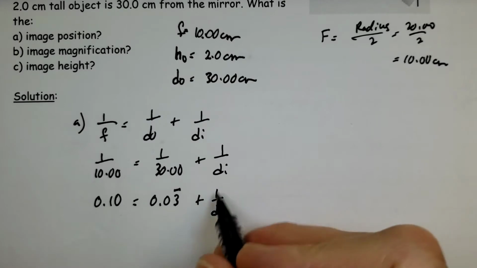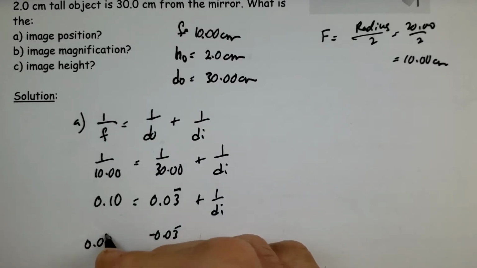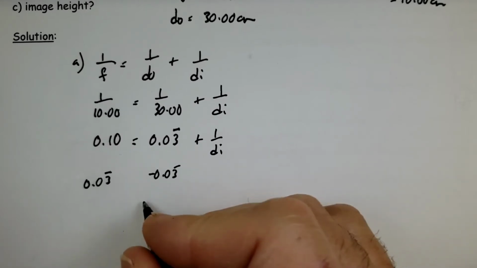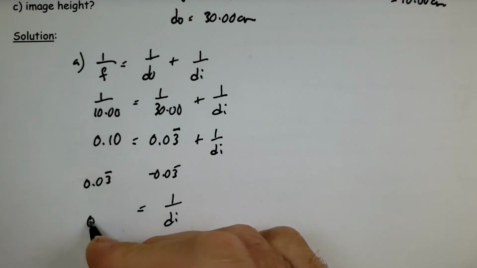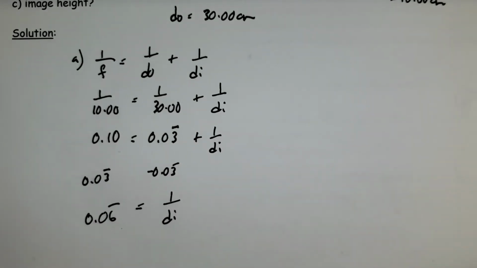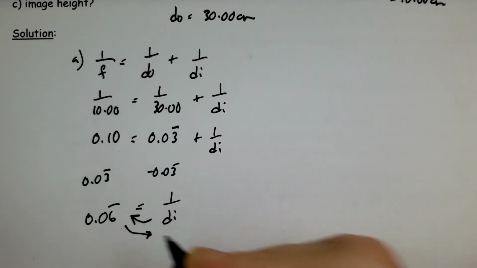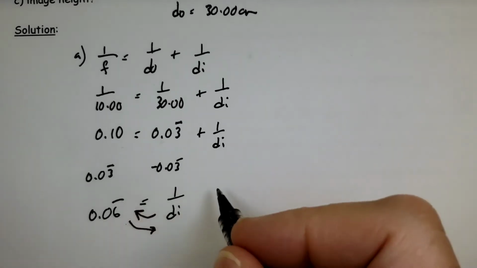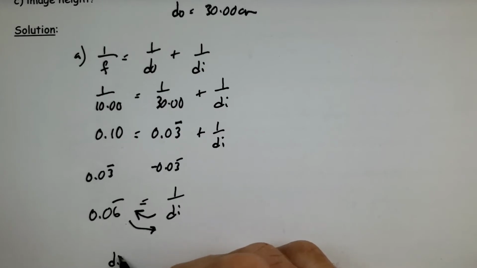So to get dI, we have to isolate 1 over dI first of all. That means subtracting this from each side. And don't just round that off to 0.03. Actually type in 3 a bunch of times in your calculator. So we'll get 0.06 repeating. Now the easiest way to solve for dI here is to simply do this manipulation, because as you know, if I multiply each side by dI and then divide by 0.06, I get the same result.